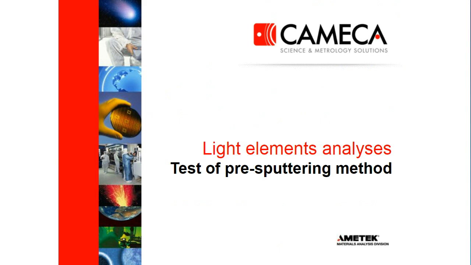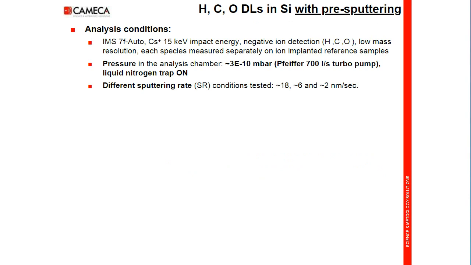This method was tested on silicon-based samples. Measurements of light elements were performed on a silicon reference sample implanted with hydrogen, carbon, and oxygen. Analyses were performed on the 7F Auto using usual conditions: cesium 15 keV impact energy and negative ion detection. The pressure in the analysis chamber was around 3E-10 millibar, and the liquid nitrogen trap was used.